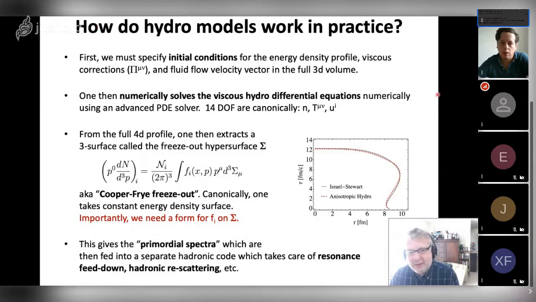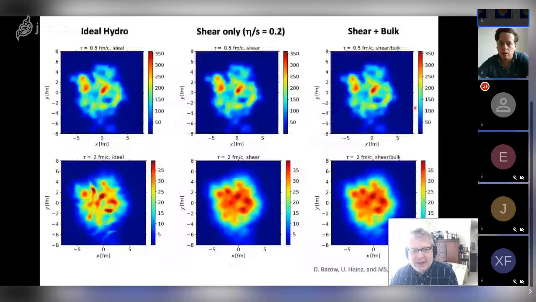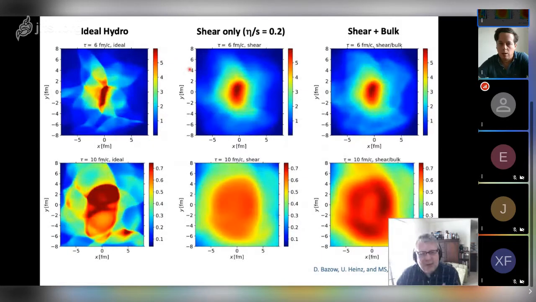So first, let's look at the first part, numerically solving the viscous hydro equations. Now, this is kind of standard. There's many groups that can do it. Here's some pretty pictures for you to look at of a central collision, I think at 2.76 TeV. This is ideal. This is including shear. This is now shear plus bulk, and going down is increasing time. And you see the normal, kind of fancy pictures you see coming out of hydro in each of these three cases.